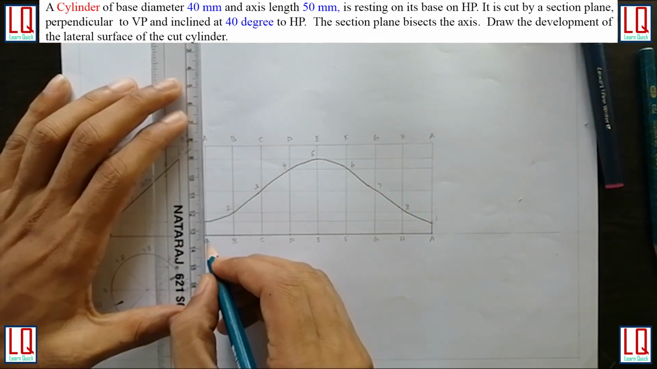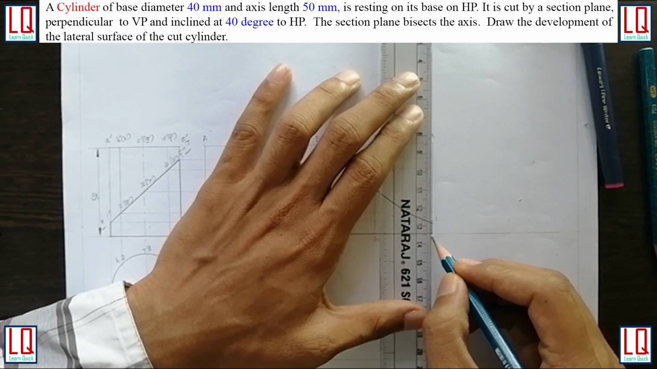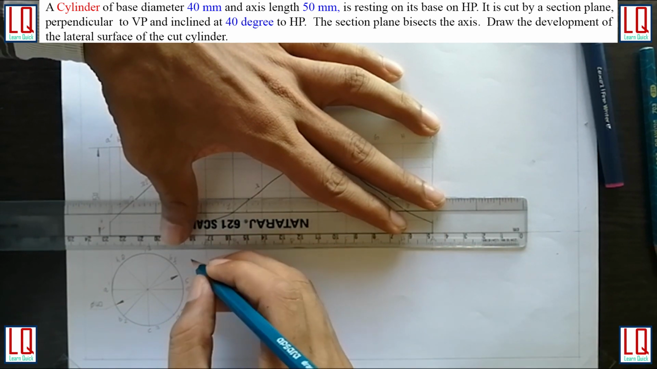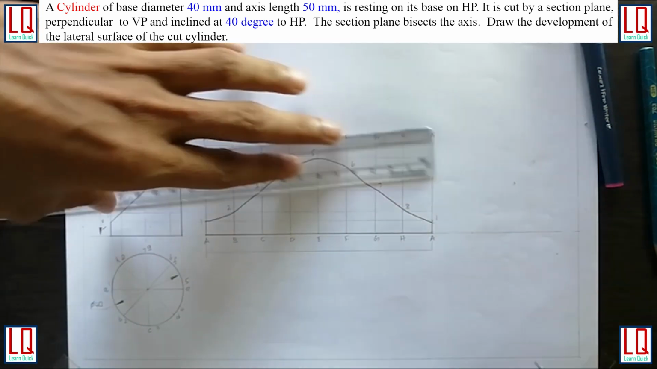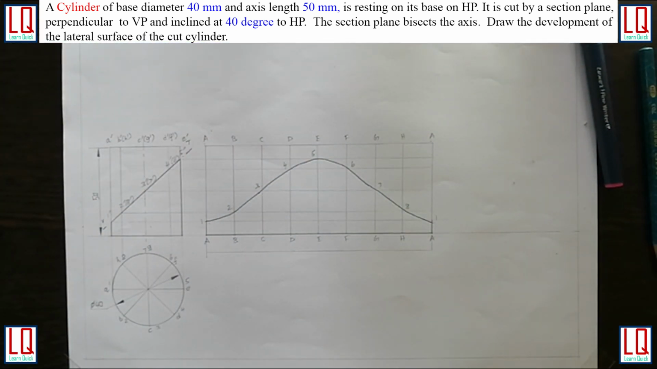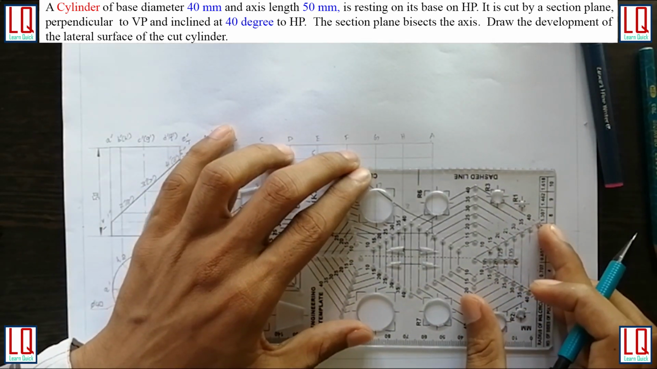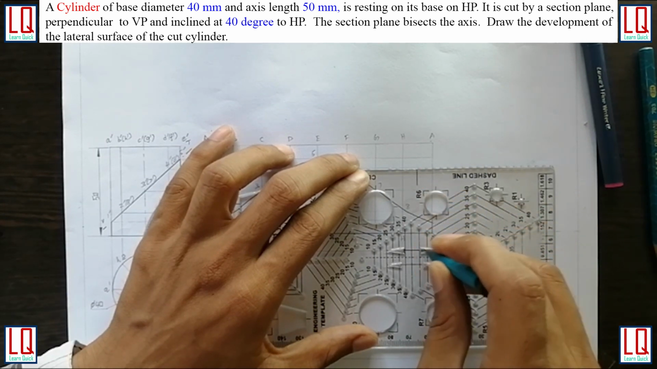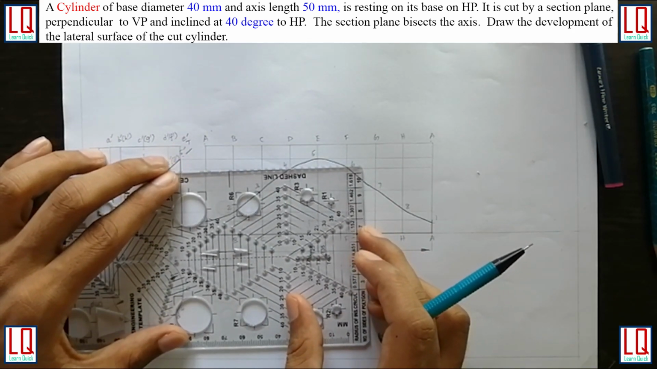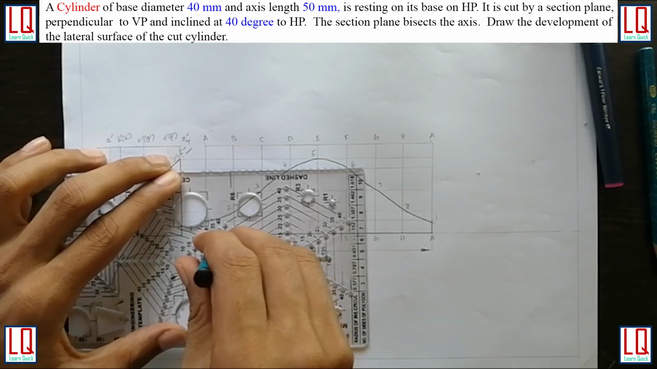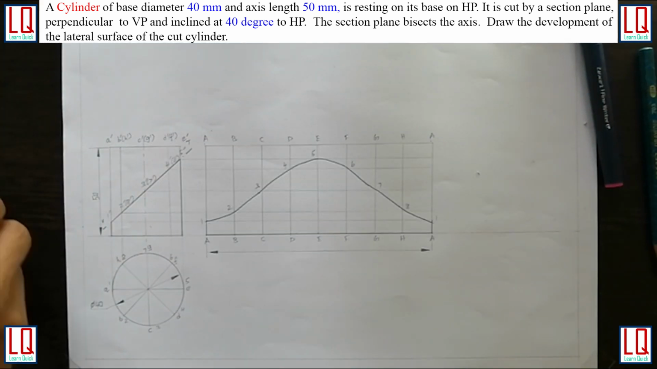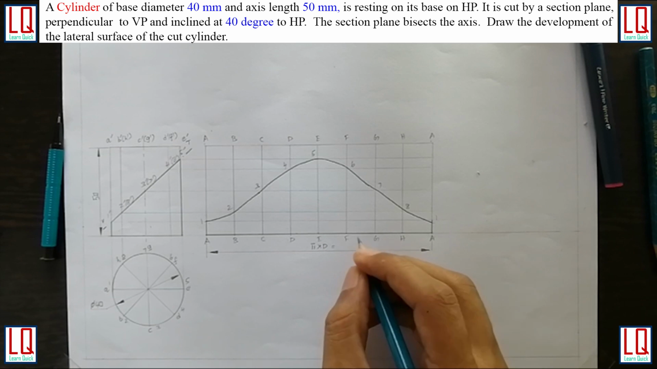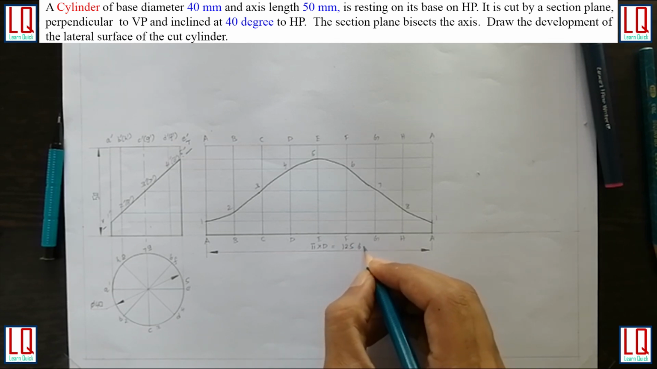You can also dimension this development. And this length is your pi into d. You can write it as 125.6 mm.